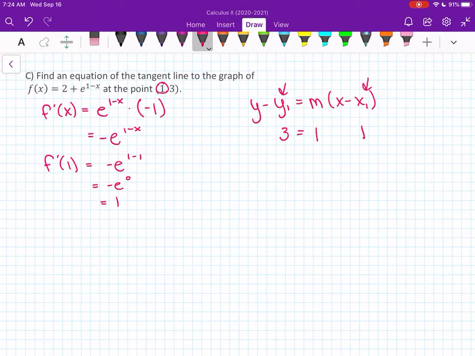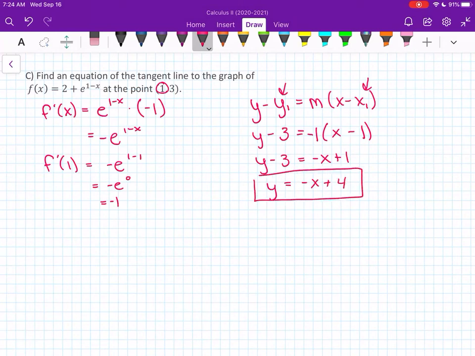And so, oops, did I mess up? Our slope is negative 1. Yeah, negative 1. I did mess up. Okay, and then y and x get plugged in there. And then if you like slope-intercept form, let's go ahead and do that. And add my good old friend 3, so I get y equals negative x plus 4. So that would be the equation of the tangent line.